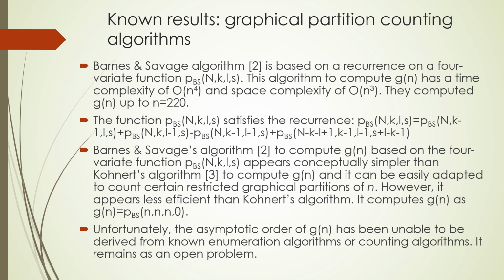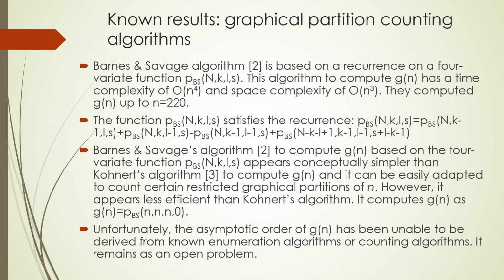So Barnes and Savage's algorithm computes the function Gn based on their recurrence, which is the four-variate function Pnkrs represented here. Their algorithm to compute Gn has a time complexity of n to the power 4, and space complexity is cubic, n to the power 3. Using this algorithm, they computed the function value up to n equal to 220, but that's more than 2 decades ago. Nowadays, we can compute larger values using their algorithm, although it's still time-consuming and it also costs a lot of memory.